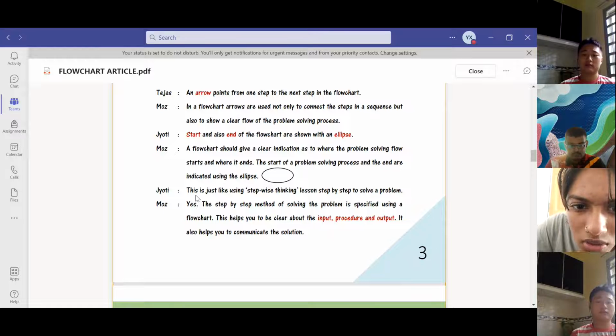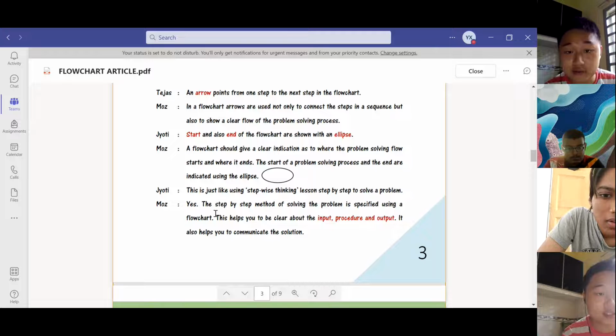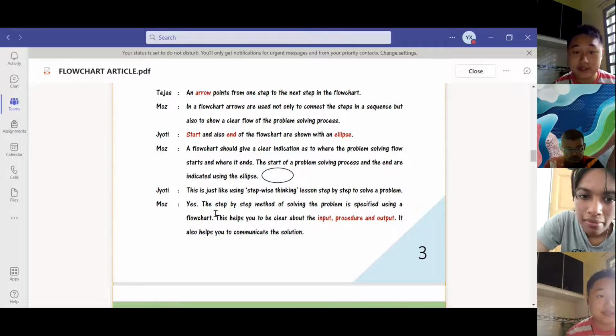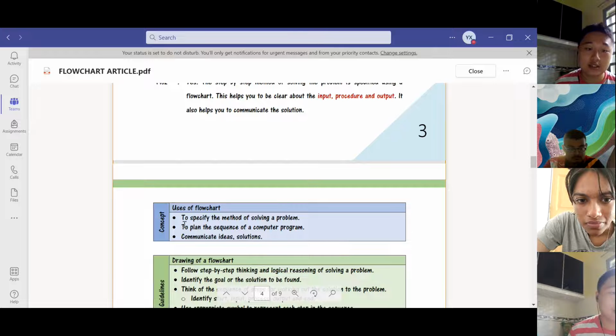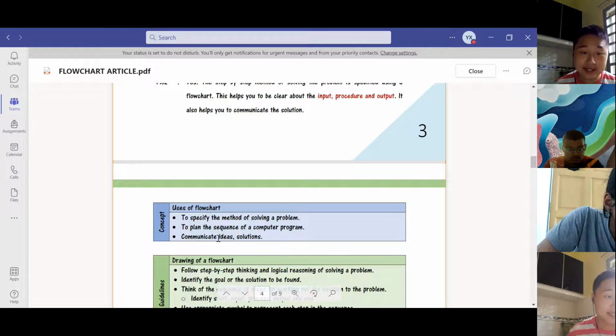This is just like using stepwise thinking, step by step, to solve a problem. Yes, the step-by-step method of solving the problem is specified using a flowchart. This helps you to be clear about the input, procedure, and output. It also helps you to communicate the solution. So the uses of a flowchart are to specify the method of solving a problem, to plan the sequence of a computer program, and to communicate ideas, solutions, etc.